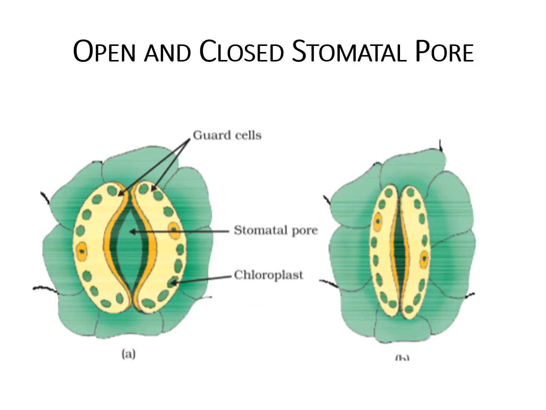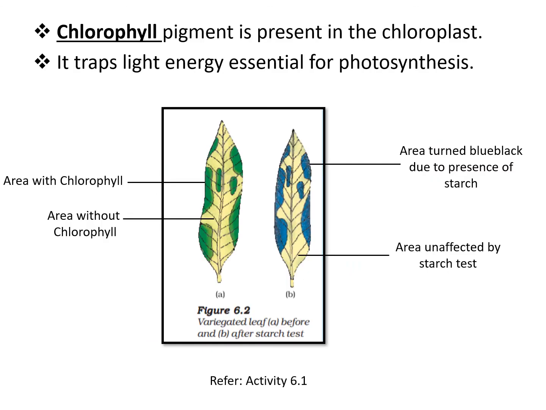So this is your textbook diagram where we see the guard cells. You can see here guard cells. Here the stomatal pore is open and here the stomatal pore is closed. Chlorophyll pigment is present in chloroplast. Chlorophyll traps the light energy which is essential for photosynthesis.